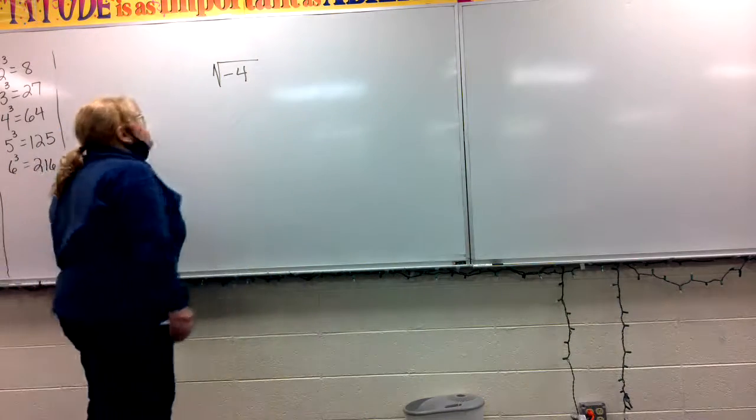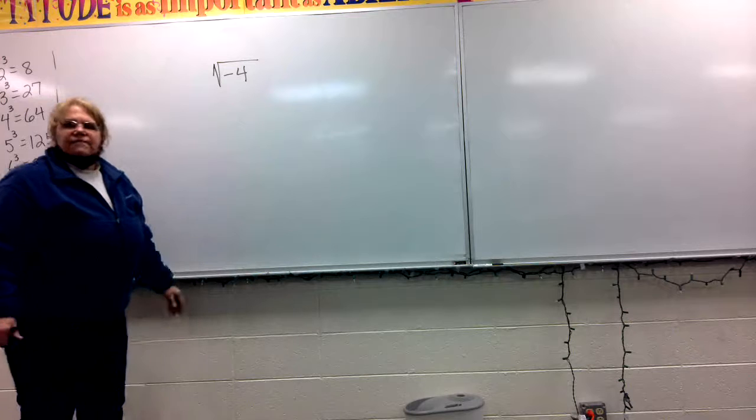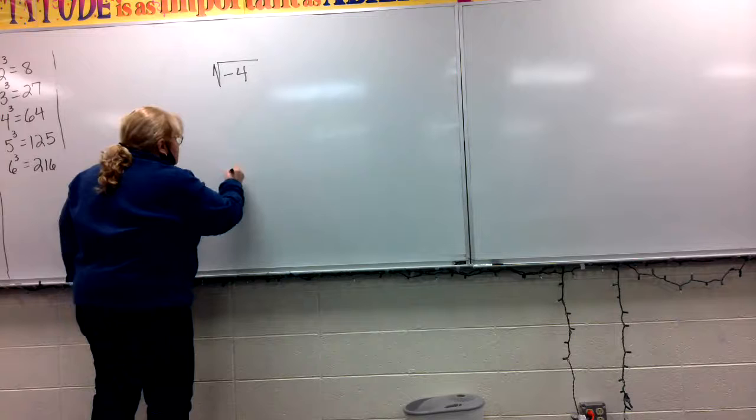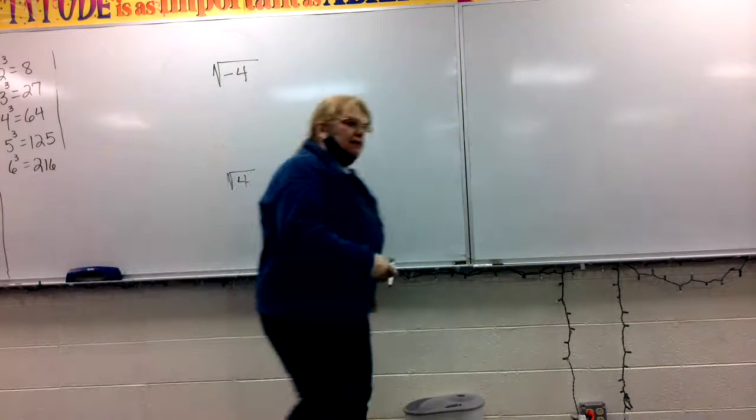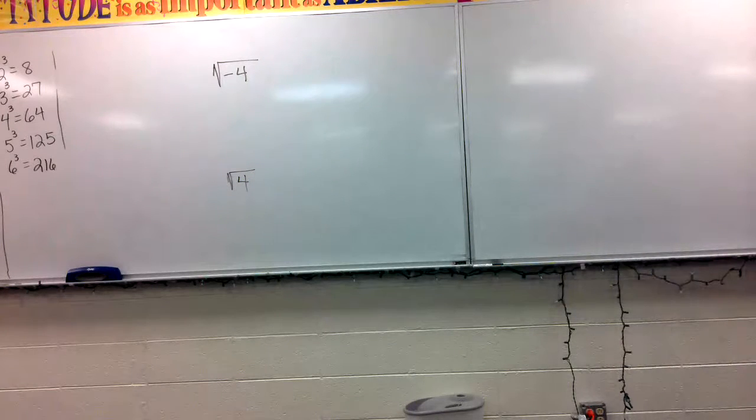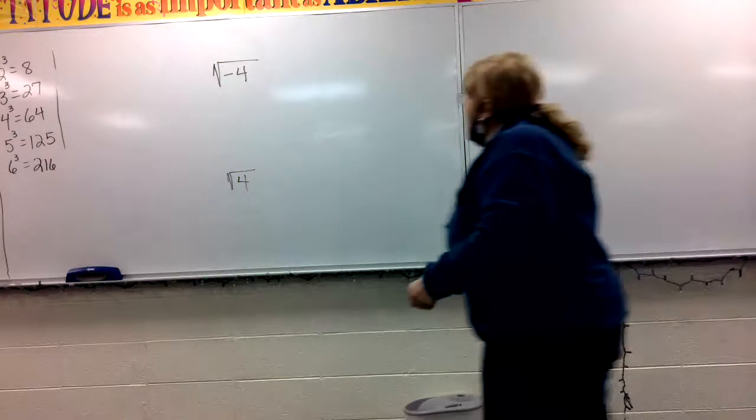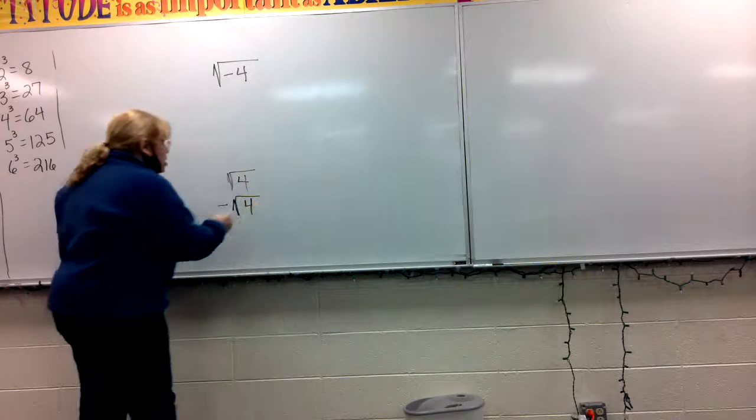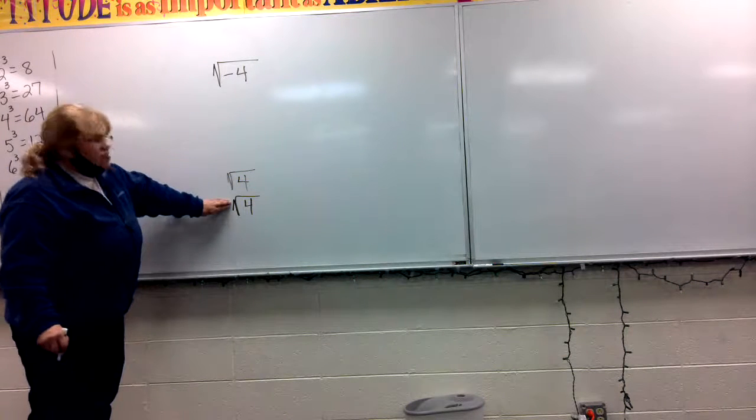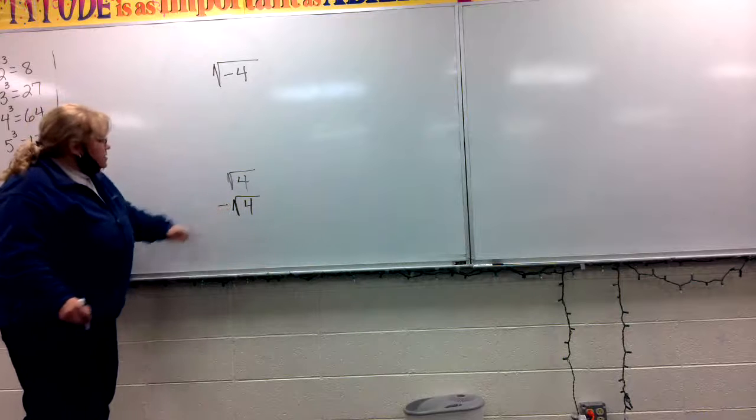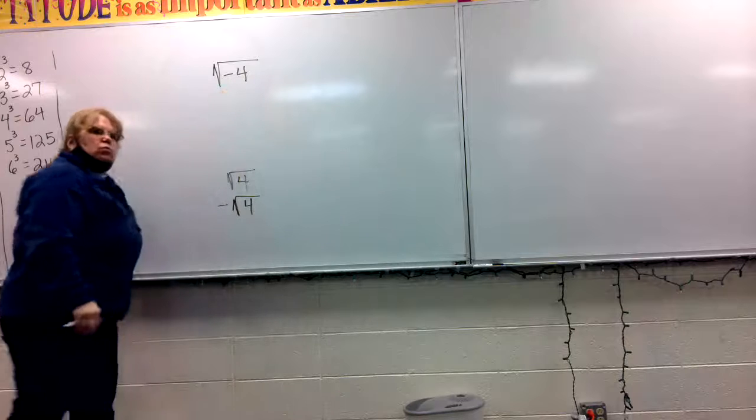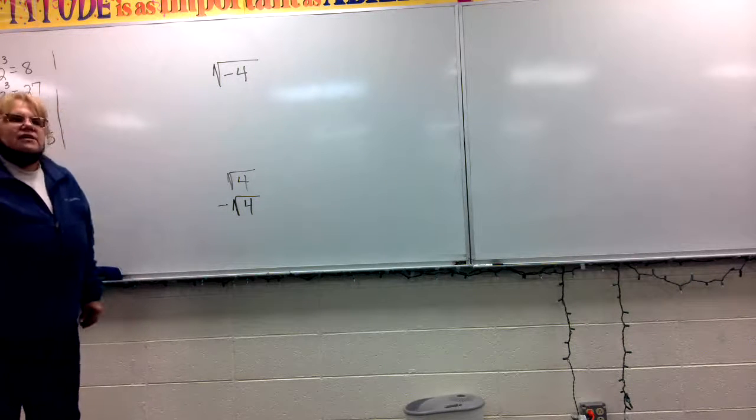Up until now, if I asked you what's the square root of -4, we wouldn't be able to do that. If I asked you what's the square root of 4, you could do that. It's 2. And then take the opposite, so we could do this. But up until now, you wouldn't be able to do the square root of -4.